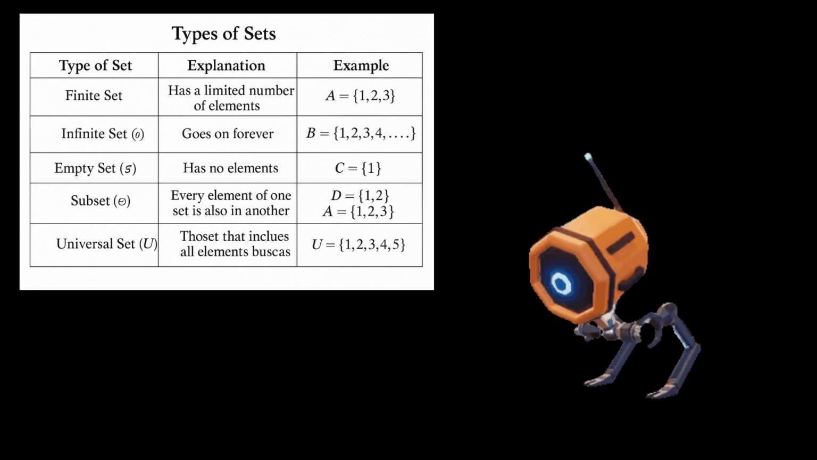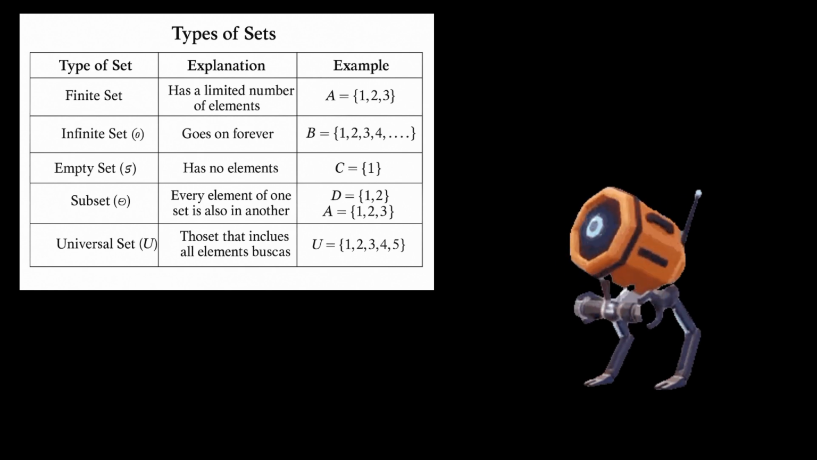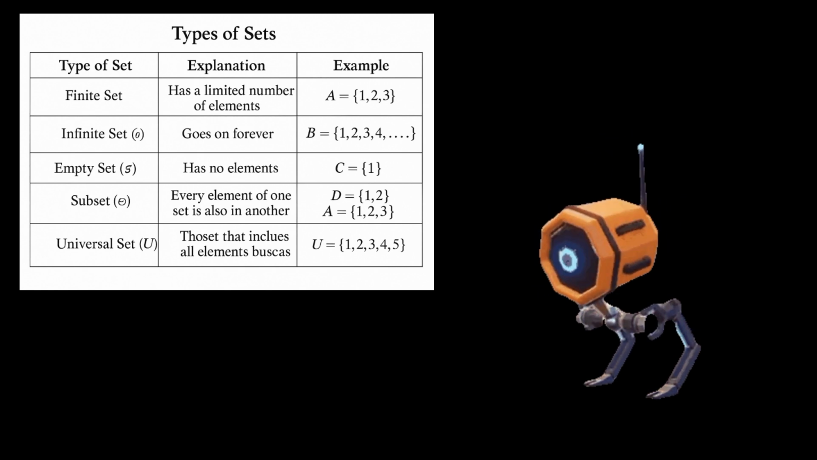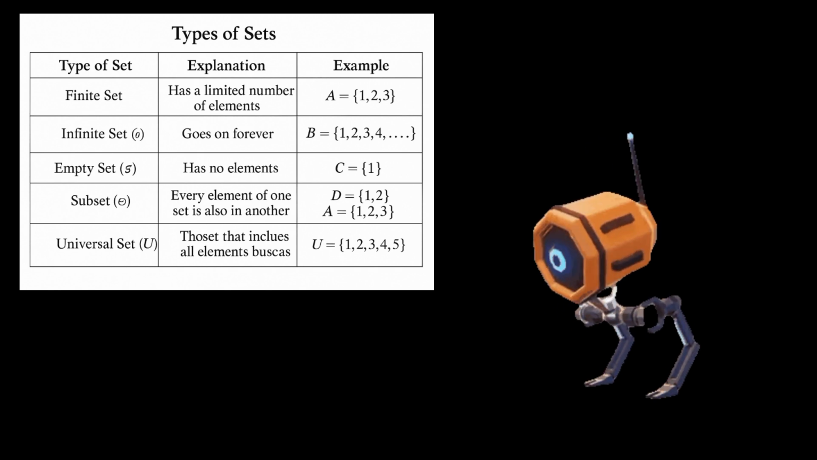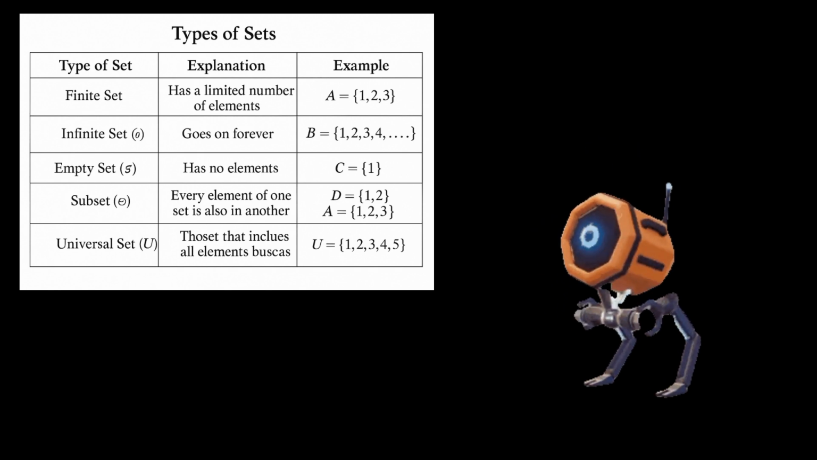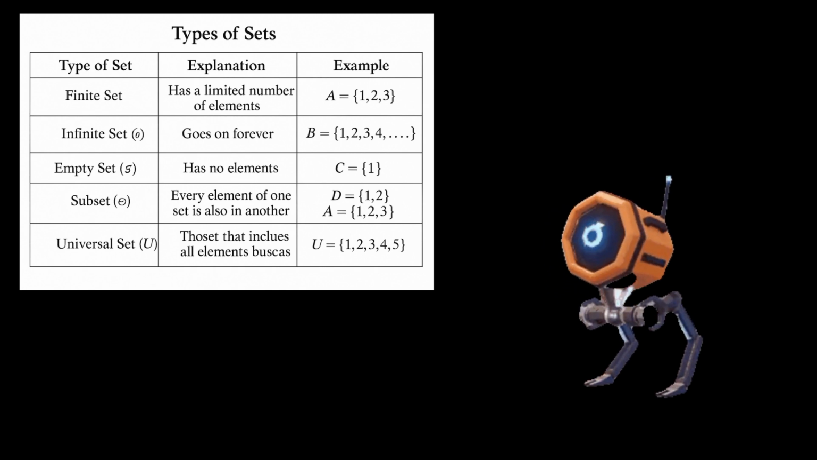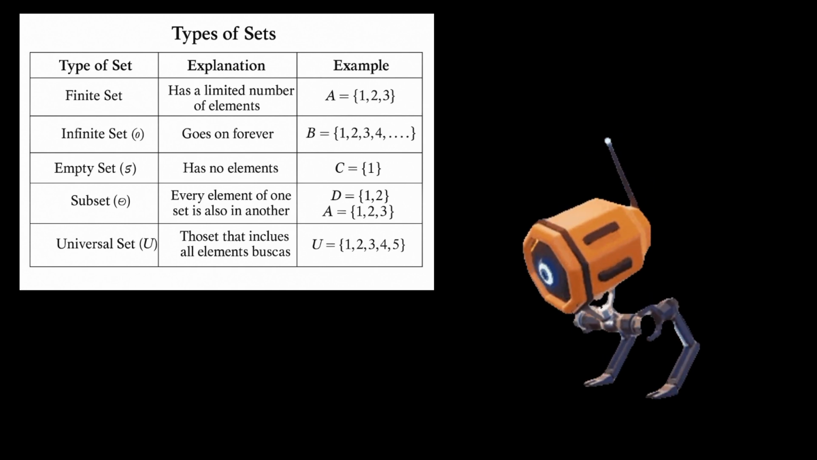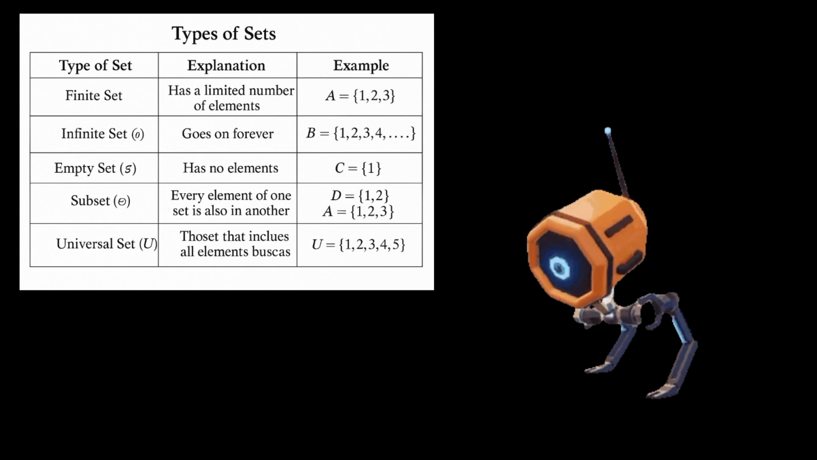Fourth, we have the subset. A subset is a set where every element of one set is also found in another set. This means that if all the elements of set D are contained within set A, then D is a subset of A. For example, if D equals {1, 2}, and A equals {1, 2, 3}, we can see that every element of D is also present in A. Therefore, D is a subset of A.